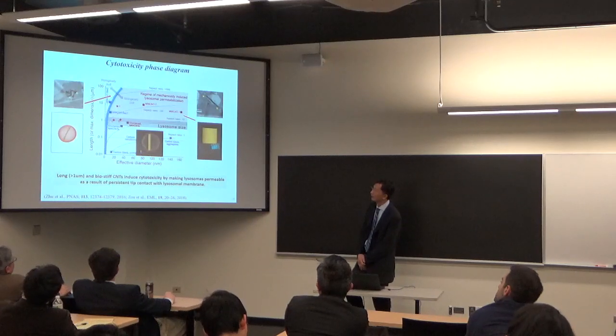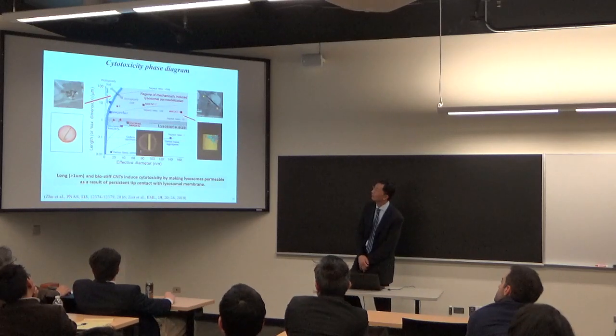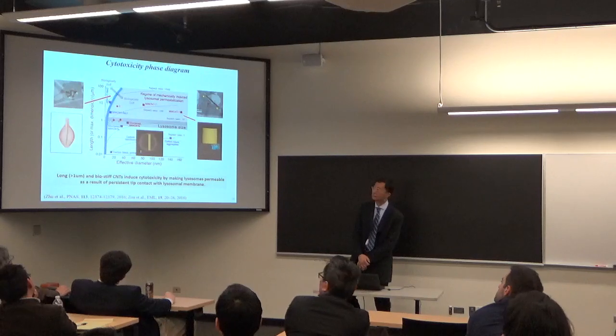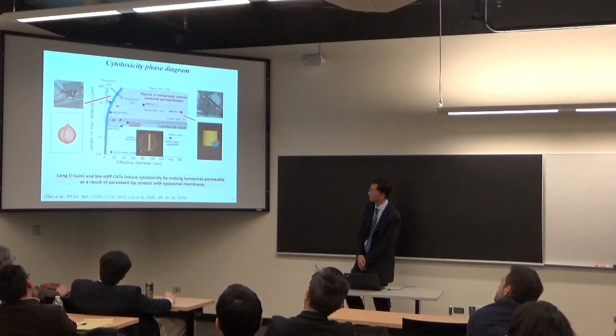So we identified in this phase diagram there are two regions for compatibility. One is short material. They're not causing any confinement issue, so they're compatible. And there's a biologically soft region where they can buckle and yield. They don't cause toxicity. It's the stiff and long fibers that cause toxicity.